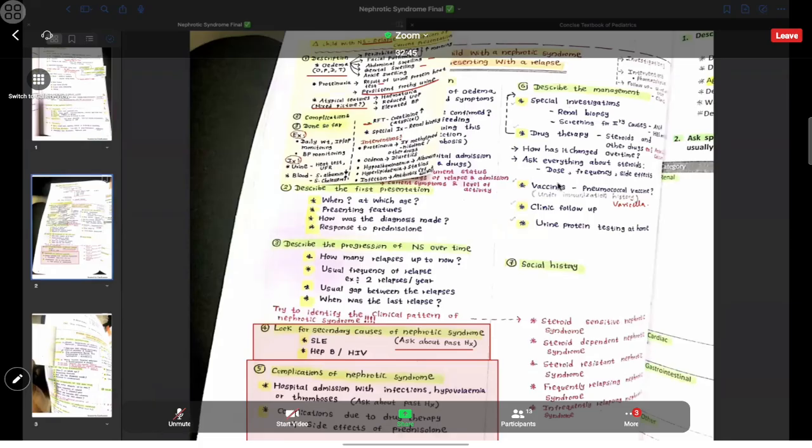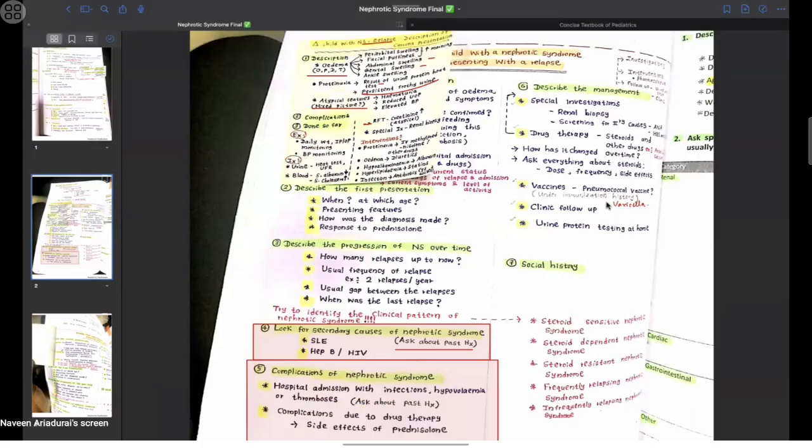So don't miss it, because it's very important in nephrotic syndrome. Ask them what vaccines they have taken. Have they taken the pneumococcal vaccine? Another one is the varicella vaccine. These two they will ask. In these two you also have to ask, when was varicella given?